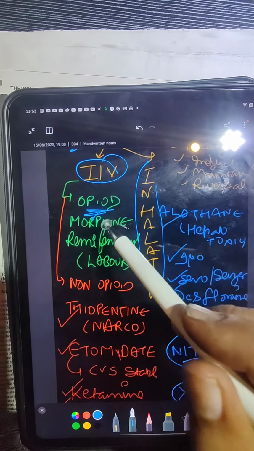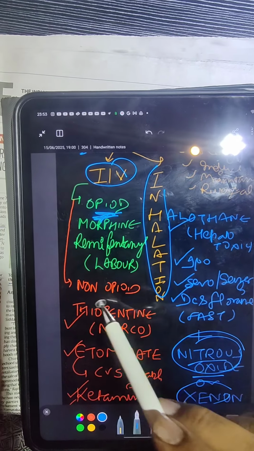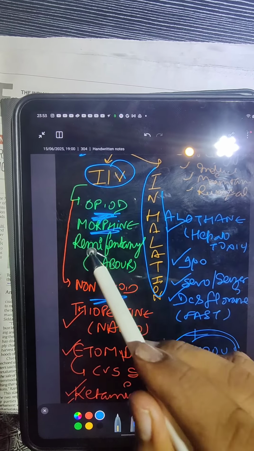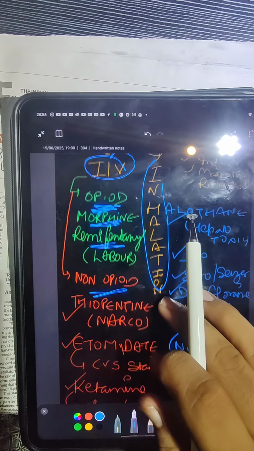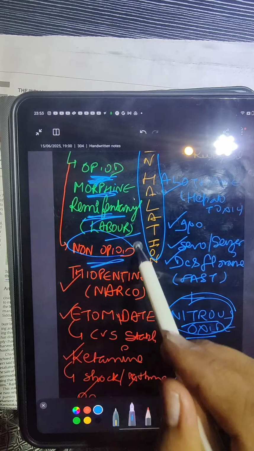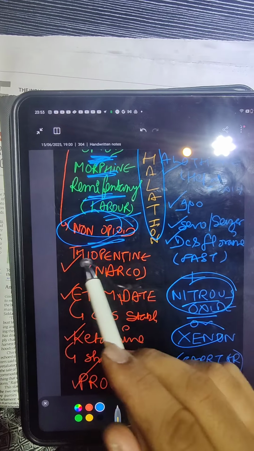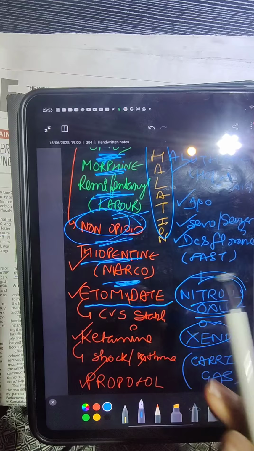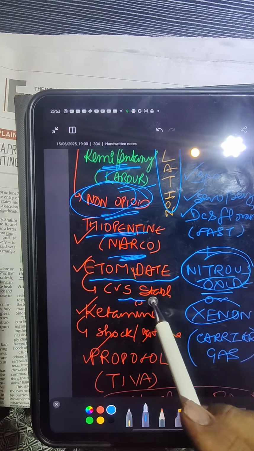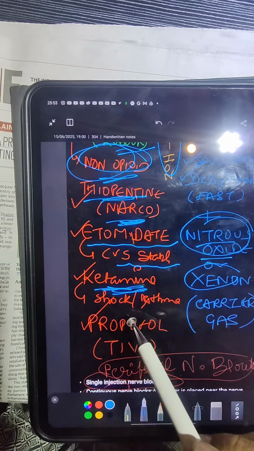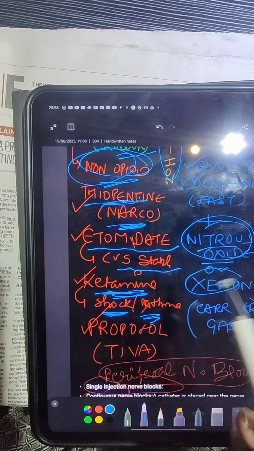IV is of two types, opioids and non-opioids. In opioids we can use morphine or remifentanil, sufentanil. Remifentanil is mainly used in labor. Non-opioid examples: thiopentone, that is used in narcoanalysis. Second one is etomidate, mainly used in CVS stable patients. Third one is ketamine, used in shock and asthma patients.